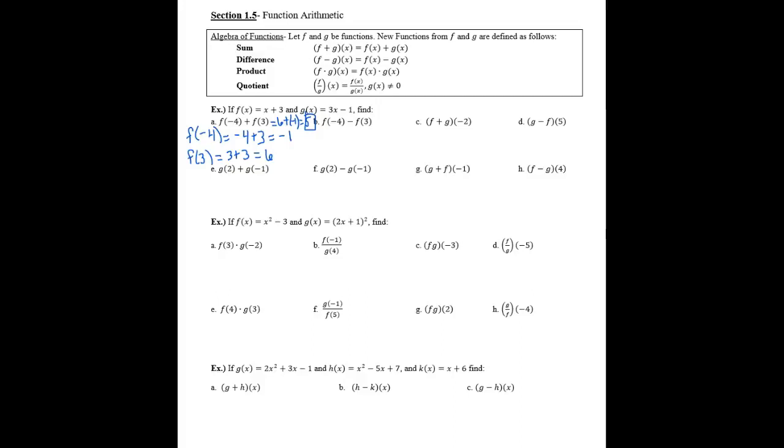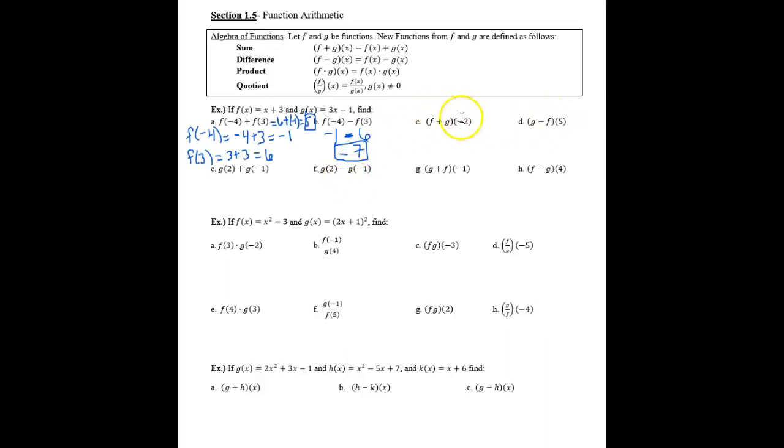This next one is the same thing, only we're subtracting. Well, we've already evaluated f of negative 4, and we got negative 1, minus, we have evaluated f of 3 over here, and we got 6. So negative 1 minus 6 is negative 7. I don't have to reevaluate them if I've already done it previously.